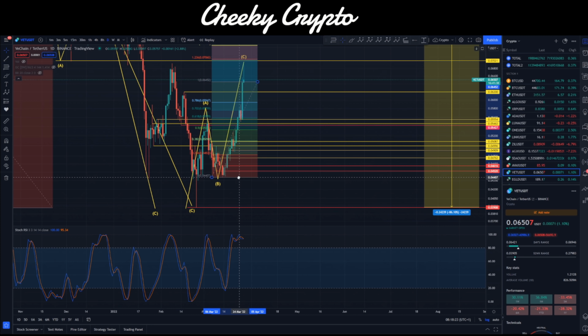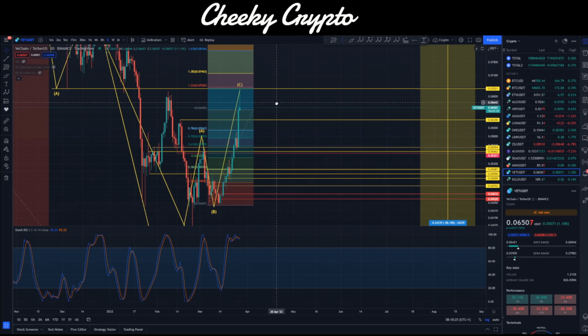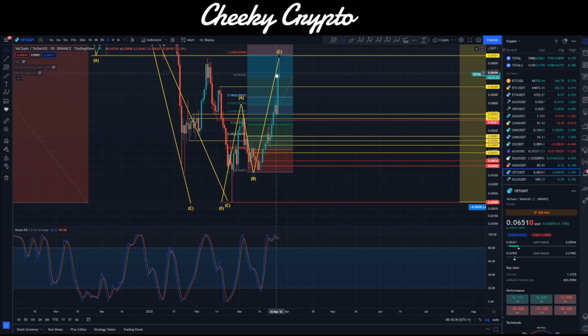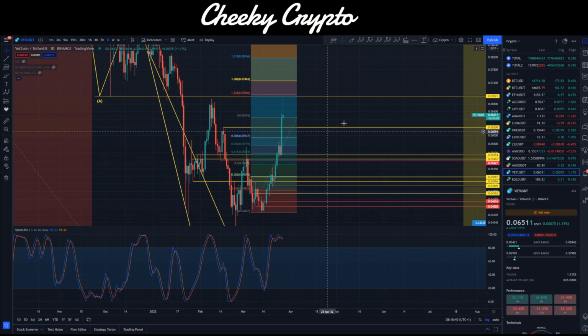We're going to move it over to our low point of our B, and you can see that we are progressing nicely, but we haven't reached the minimum requirement for an impulsive move here for Vechain. That would actually come in at 8.1 cent on the daily chart. So I'm going to leave that right there for a second, and we're going to use this Fibonacci as a bit of a guide. So that's kind of what we're looking for.